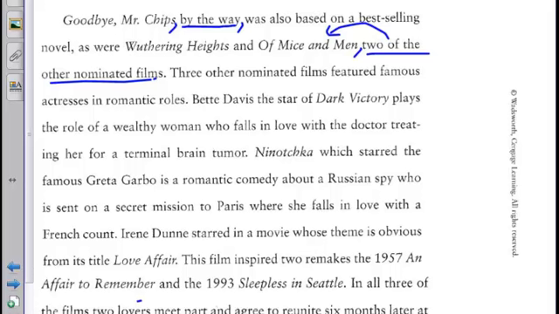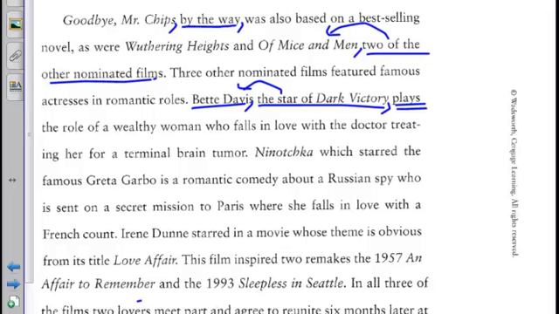Three other nominated films featured famous actresses in romantic roles. Bette Davis, the star of Dark Victory, redescribes Bette Davis. And then the verb for that sentence is "plays." So Bette Davis plays the role. So this part here, the star of Dark Victory, is just the redescription of Bette Davis, so it gets set off with commas.